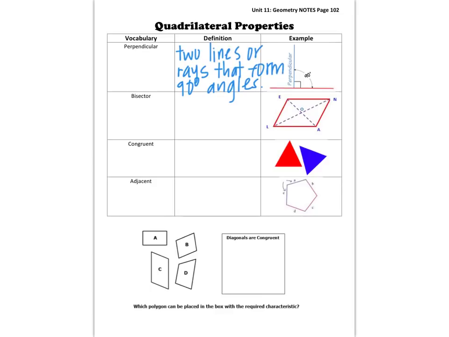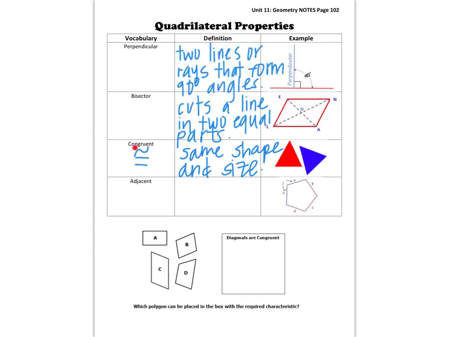Alright, so on page 102, let's look at some vocabulary. So perpendicular, that's 2 lines or rays that come together to form 90-degree angles. So if you look at this example here, these 2 lines are coming together, and here we have our right angle. Okay, the next word is bisector. So to bisect means that you cut something in half. So a bisector is to cut a line into 2 equal parts. So for instance, these 2 lines, EA and LN, bisect each other here at point O.